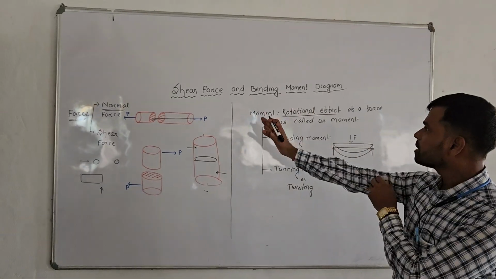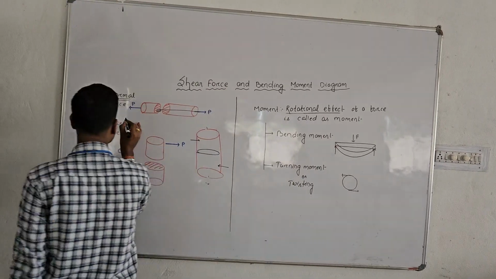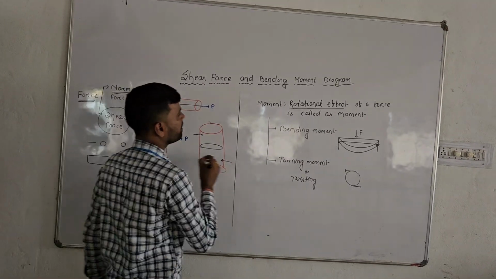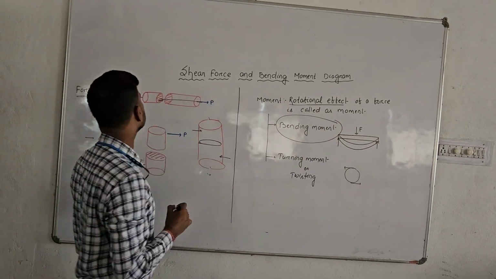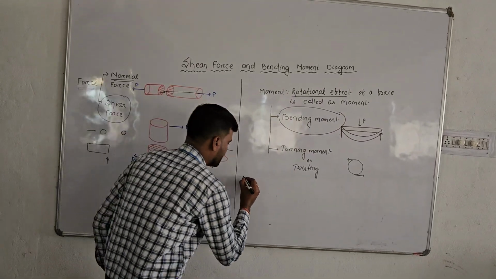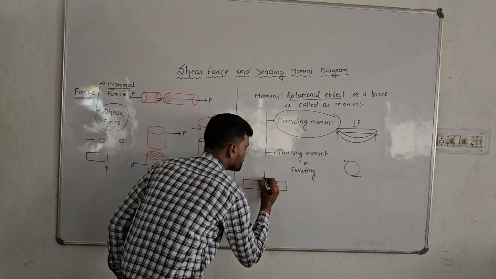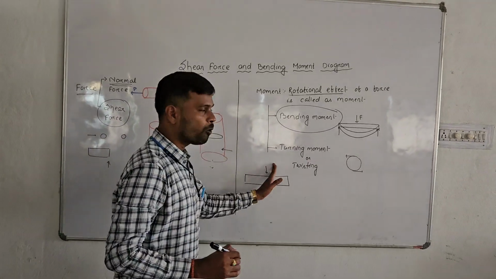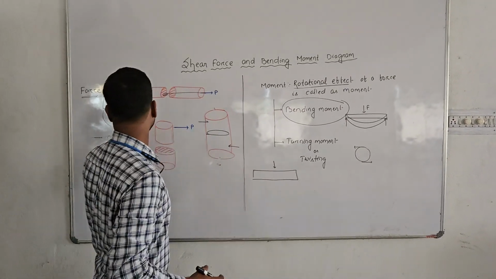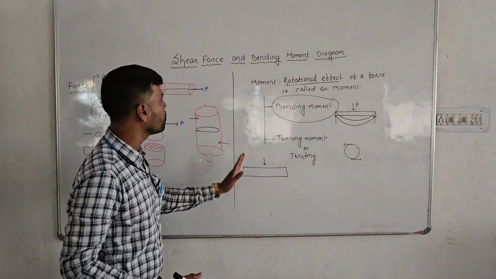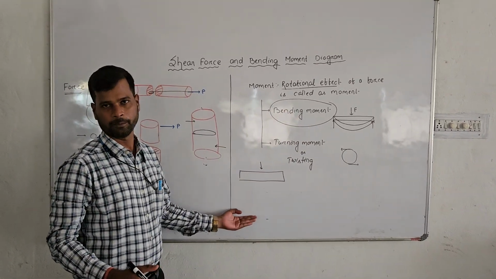So, as far as our shear force and bending moment diagram is concerned, we are more concerned about the shear force and bending moment. So, what will we study in this chapter? In this chapter, we will study that suppose a member or a beam is there, and here the force is applied. How much this force is able to create the shear force and how much this force is able to create the bending moment, that we are going to study here.